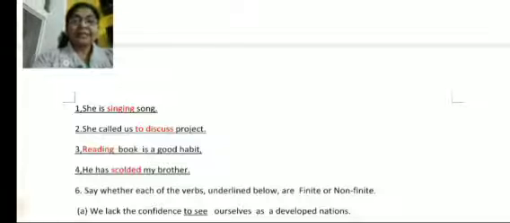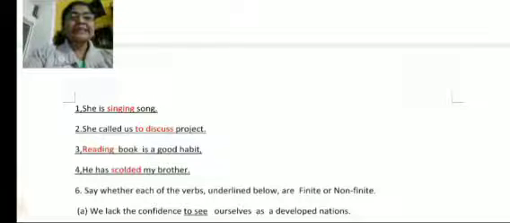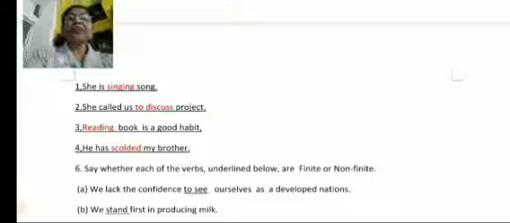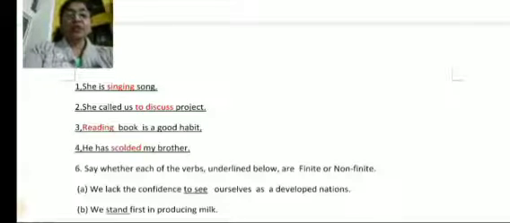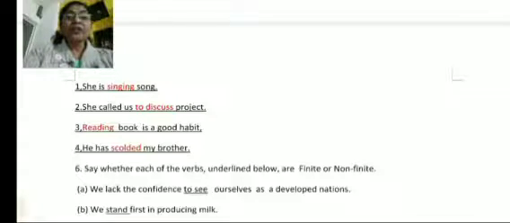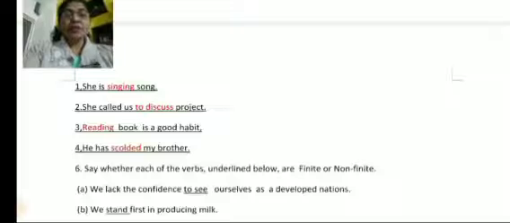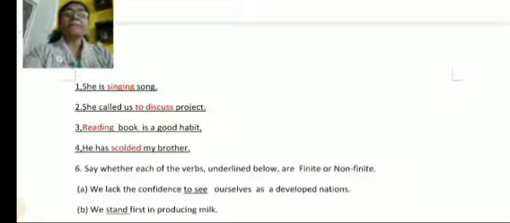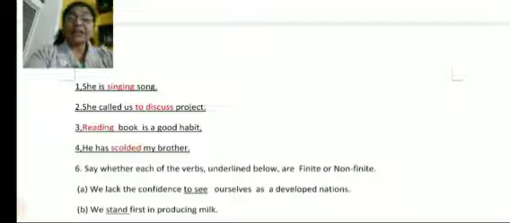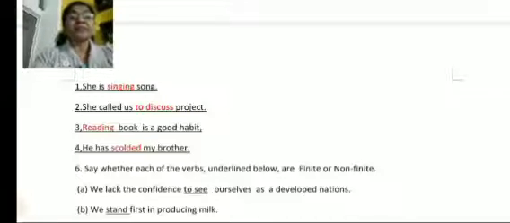Third example, reading books is a good habit. Reading is a gerund, playing the role of a verbal noun, so it is also a non-finite verb. He has scolded my brother. Scolded is a past participle, the third form of the verb. It is also non-finite because it is not governed by the subject.